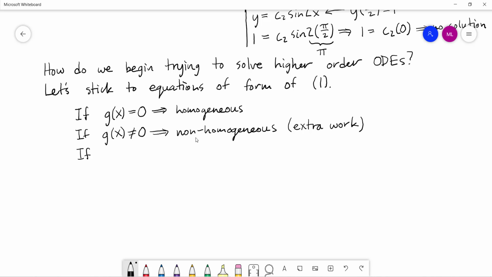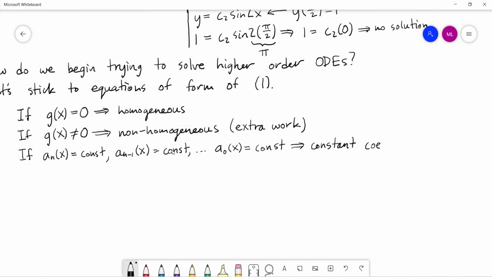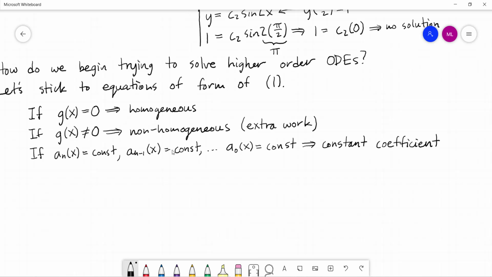If all the values of a, so the a(n) of x is equal to some constant, and so is the a(n minus 1) of x, that's equal to some possibly different constant, and so on and so forth, all the way down to the a0 of x. If all those coefficients are constant, right? We said that they could be functions of x, but if we're assuming they're not and they're all just constants, then this type of problem is called a constant coefficient problem. Very creative naming. And those are going to be, again, relatively straightforward to solve.